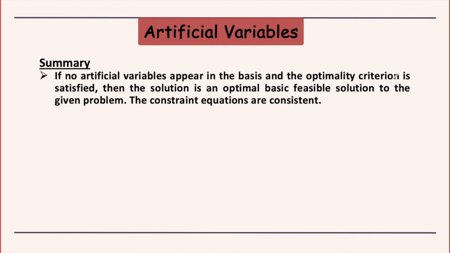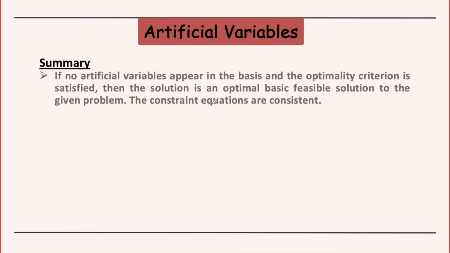which means all your Cj minus Zj's are either greater than or equal to 0 or less than or equal to 0, depending on whether your problem is max or min. Now in that case you would say that the solution you have obtained is optimal, basic, feasible, and the constraint equations are consistent. So this is a regular problem which you will face, and in most of the questions you are going to get this as your final solution.